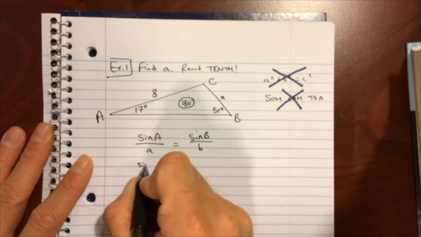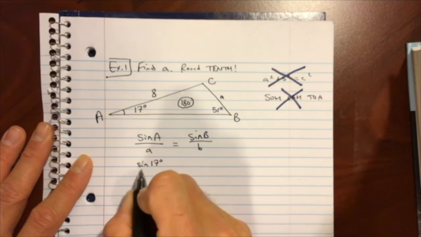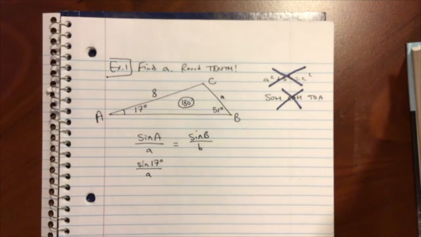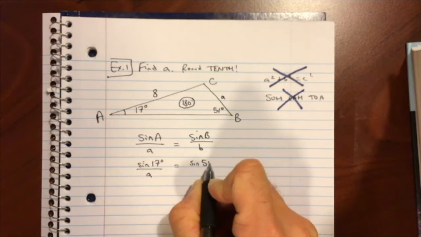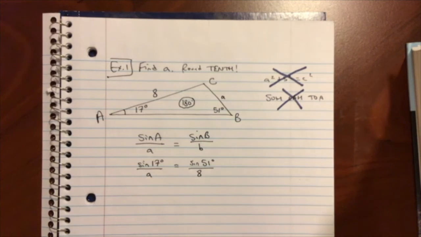So here we go. Let's start plugging some stuff in, see what we got. Sine of, let's see, big A. Big A is right here. It's 17 degrees. All over little a, which is its opposite side. I don't have that. That's what we're trying to find. Equals sine of big B, 51 degrees, all over little b, which is 8.